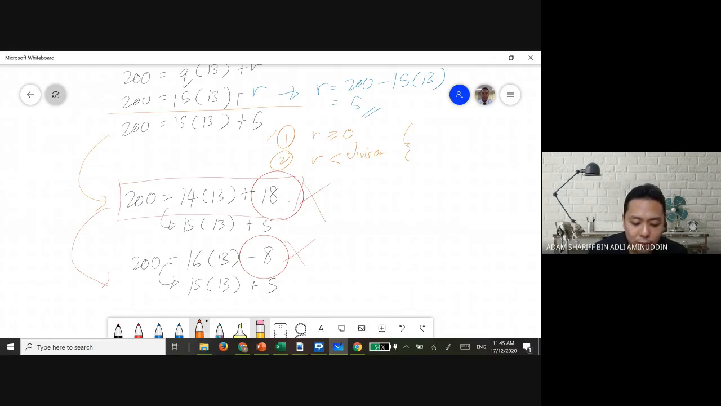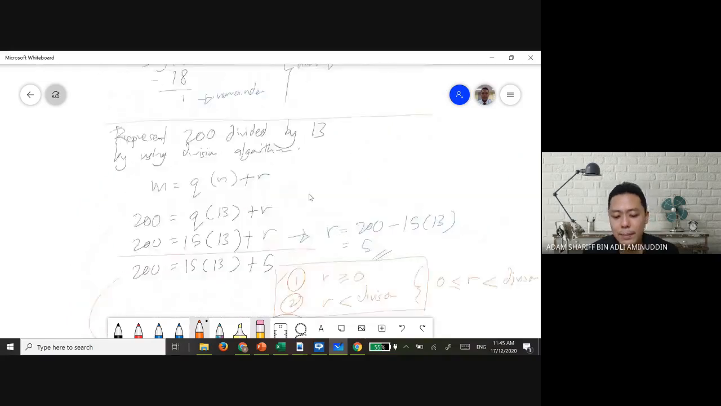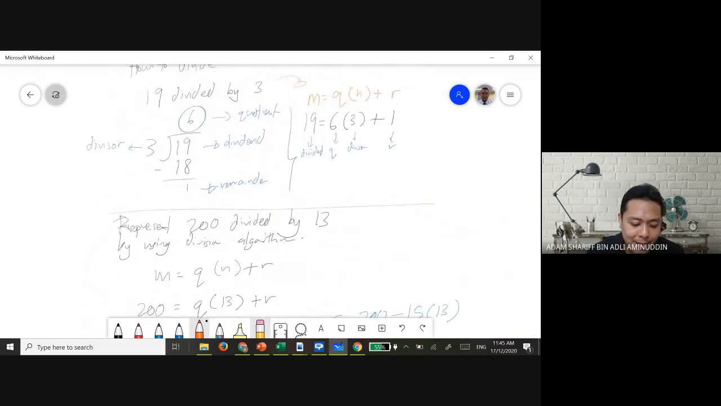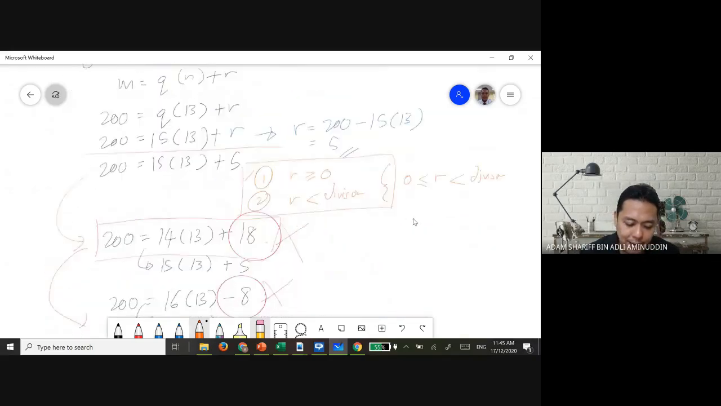In order for you to represent division algorithm correctly, it must satisfy this condition, is that remainder must be non-negative and it must be less than the divisor. This is how you divide correctly. Perasan tak dulu, kalau bahagi mana ada negative remainder? Because remainder cannot be negative. Okay? Ada soalan setakat ini sebelum saya proceed?